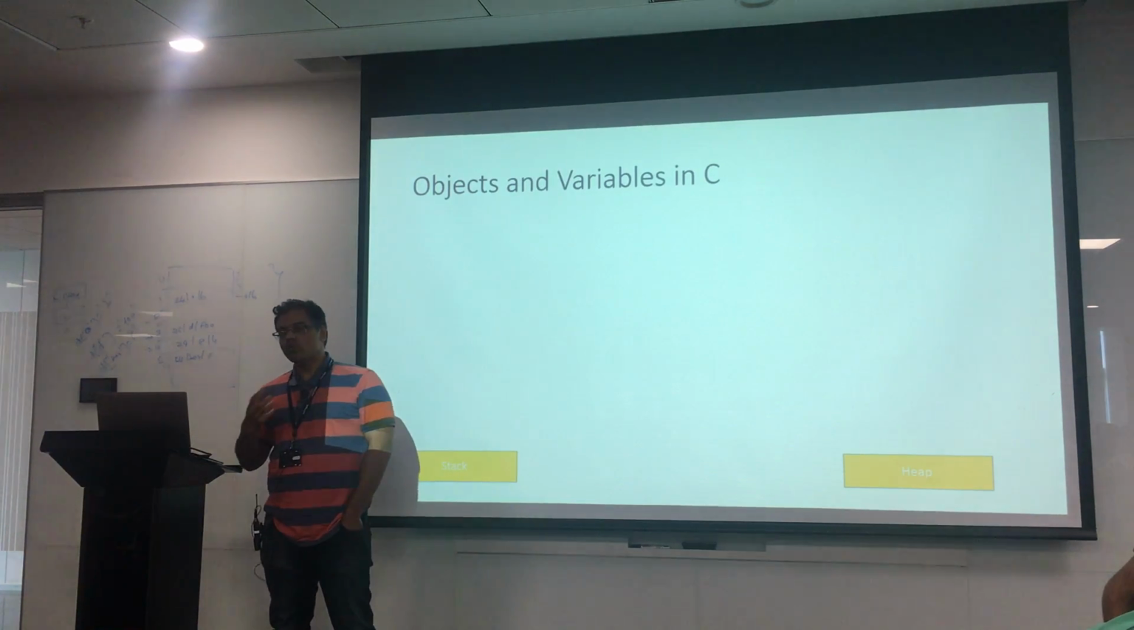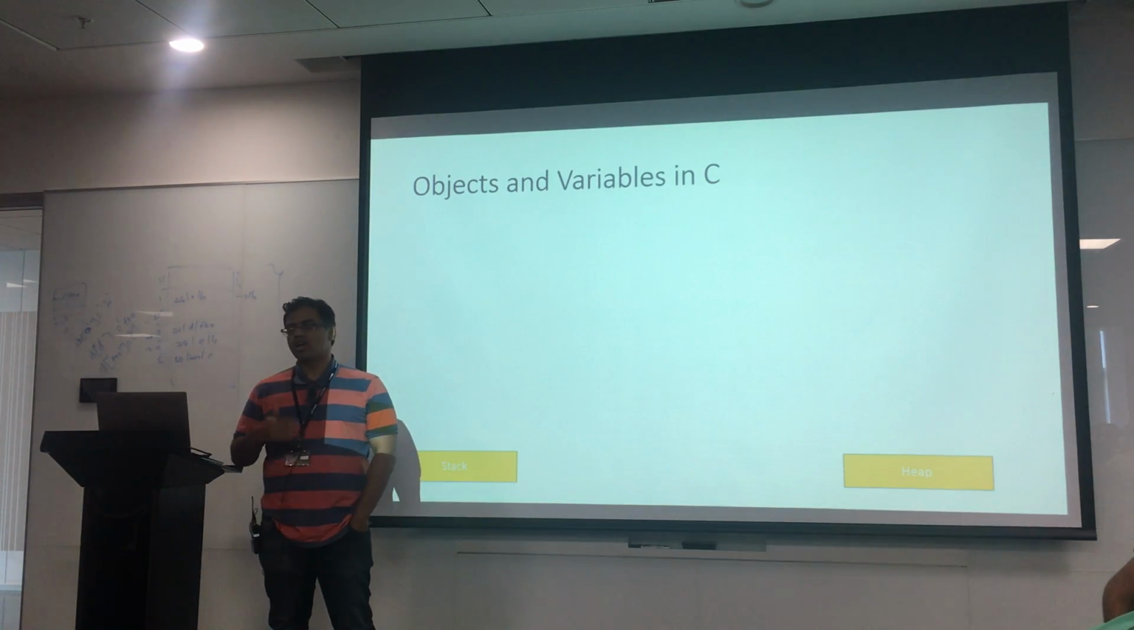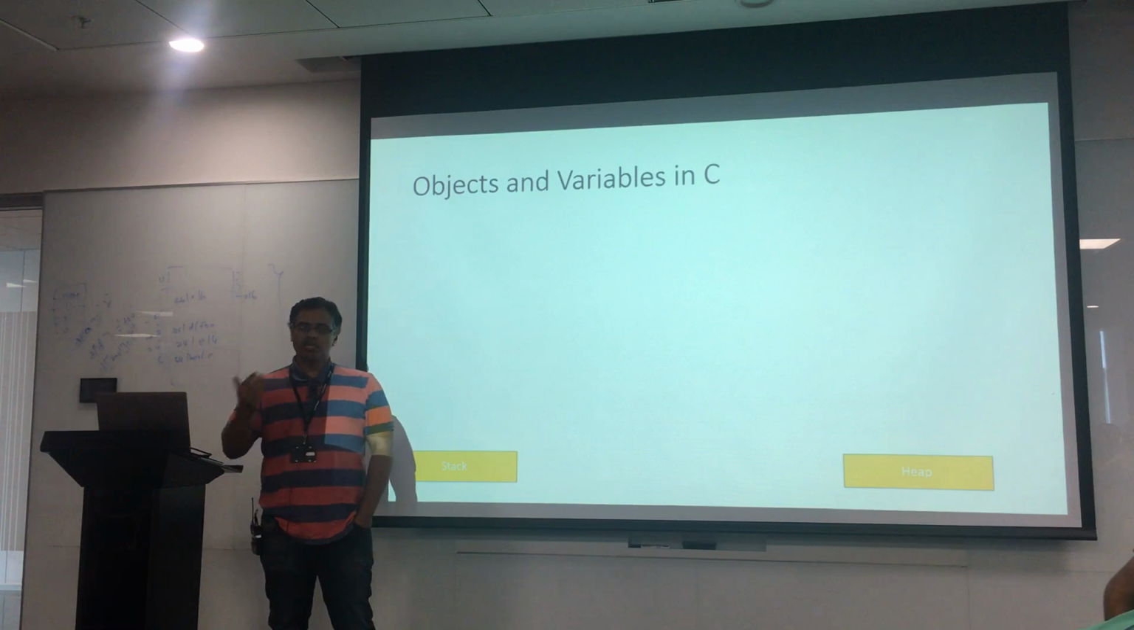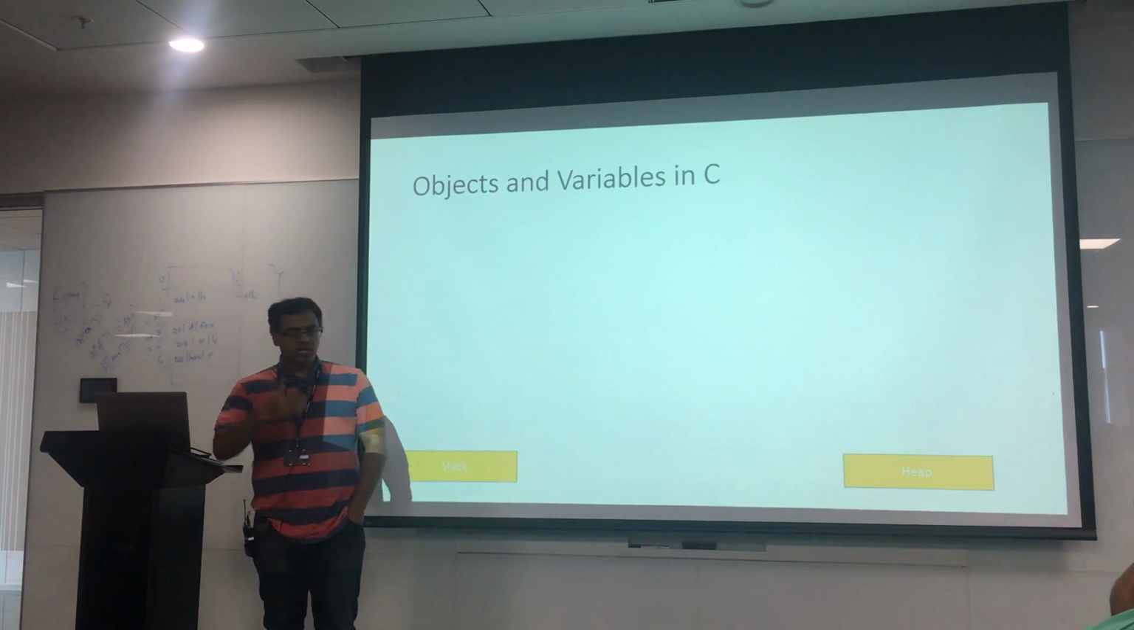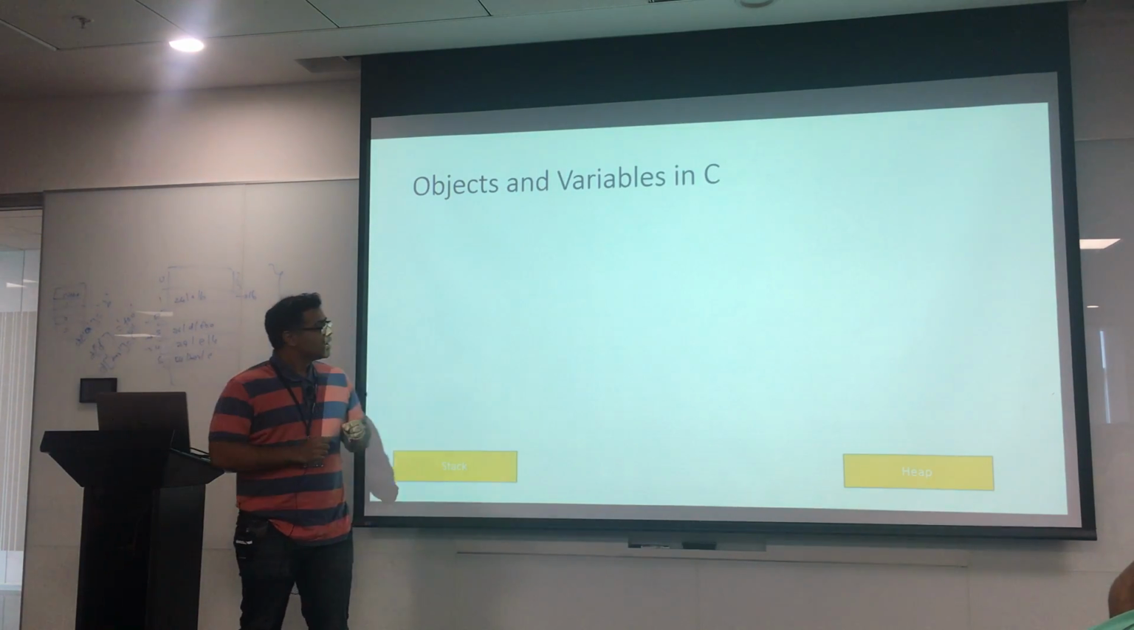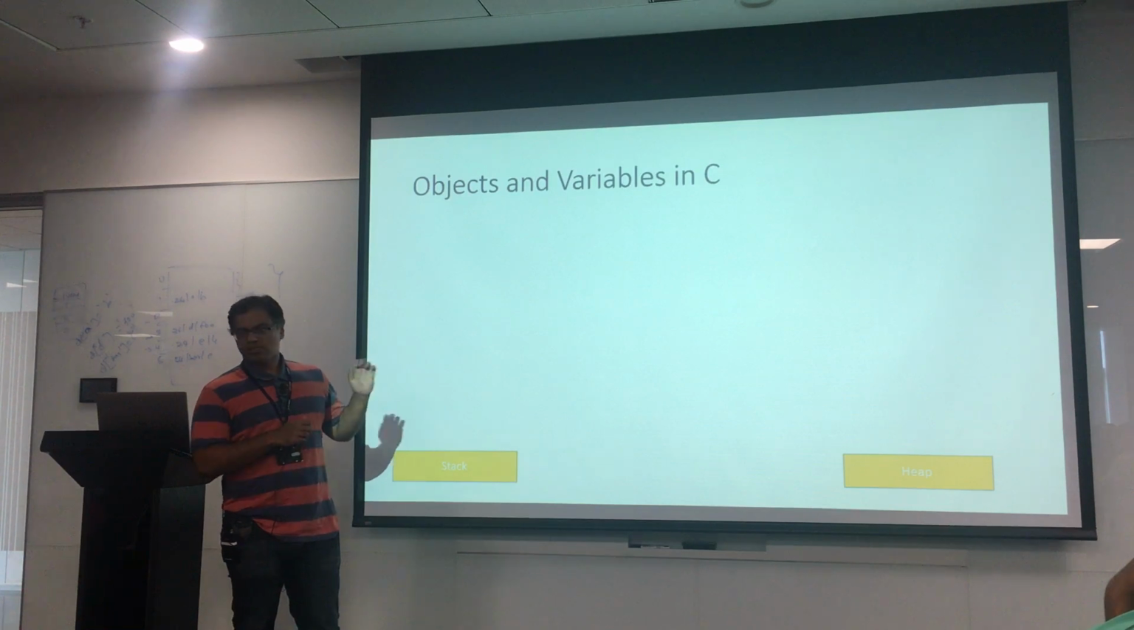On a heap, you usually don't run out of memory, because whenever you need extra space for the heap, you request the OS and it gives it to you. So the heap can keep increasing. But how do objects and variables get stored in C?